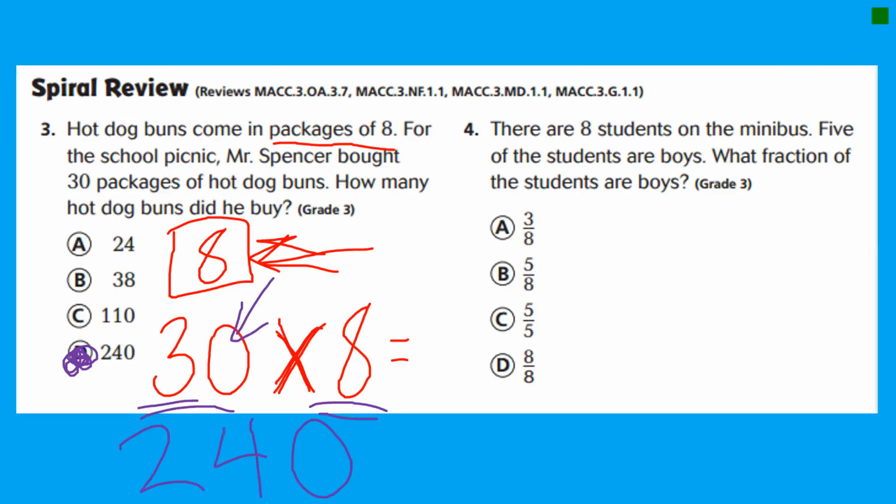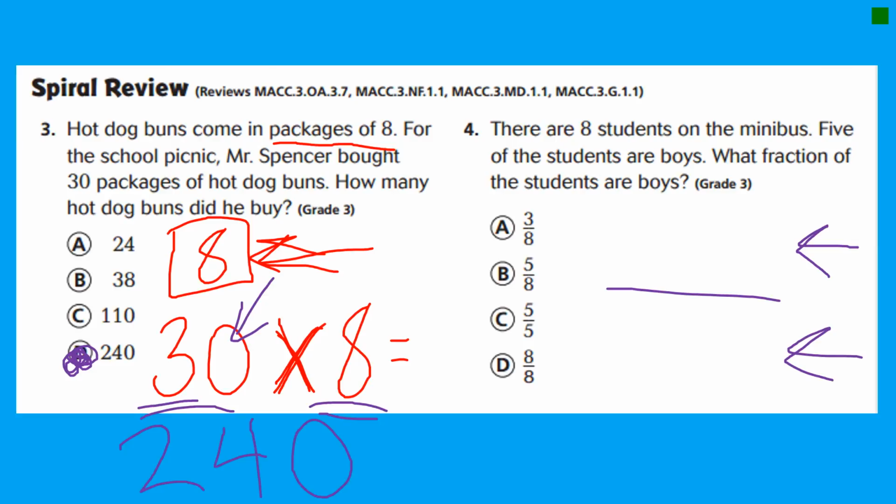There are 8 students on the minibus. 5 of the students are boys. What fraction of the students are boys? Fractions! Let's go back to fractions now, okay? All right, here's what a fraction is. It's a numerator and a denominator, okay? The top number of a fraction tells the number of pieces we're talking about, or the number of parts in the set that we're talking about, or sometimes it means what we're not talking about, how many are missing, kind of a thing. And the bottom number of a fraction is what makes a whole thing. What makes a whole set? What makes one whole thing? How many pieces are in one whole thing?